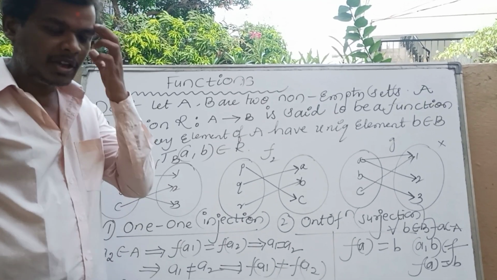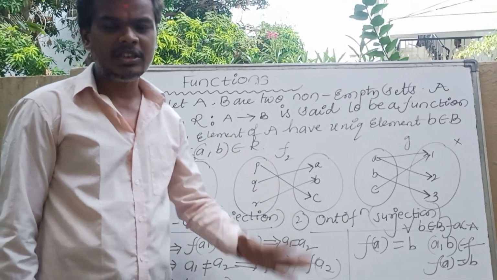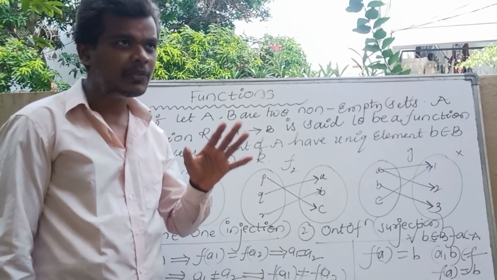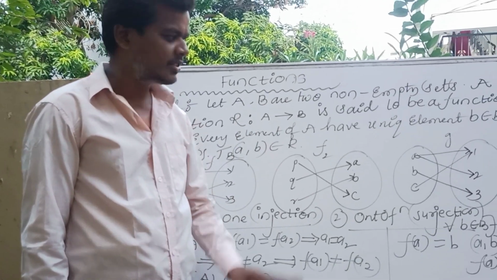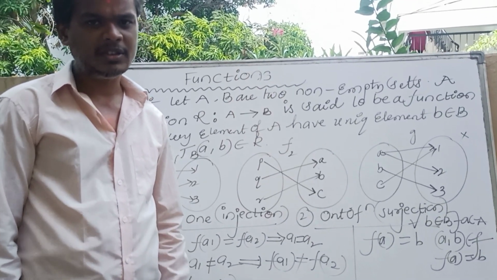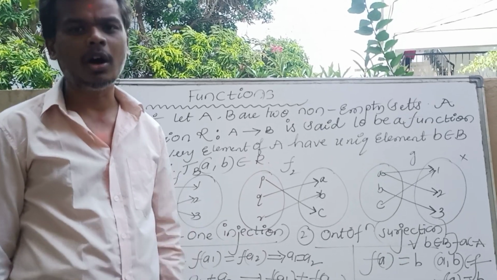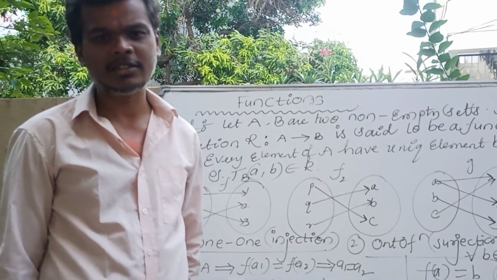So we can say that a relation is said to be a function if for every element a of A there exists a unique element b belonging to B such that (a, b) belongs to R. Such a relation is called a function.